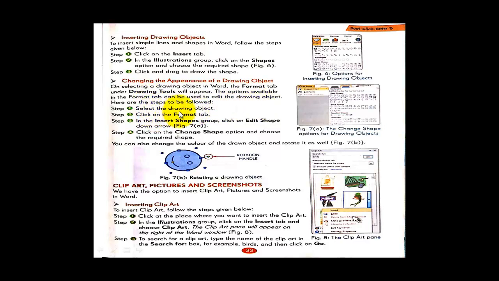Now how we can edit the drawing objects in the Format tab. Let us see here. Select the drawing object, then click on the Format tab. As soon as you click on the drawing object, this Format tab will appear, as we have seen with clip art. Likewise in this drawing object also, as soon as you click on it, the Format tab will appear. Then go to the Format tab and you can edit. Now in the Insert Shapes group, click on the Edit Shape down arrow that is shown in figure number 7a here. Change the shape option for drawing objects.